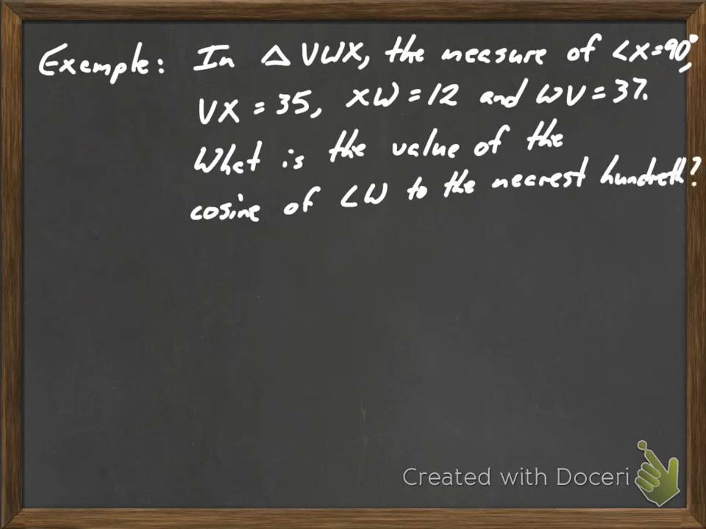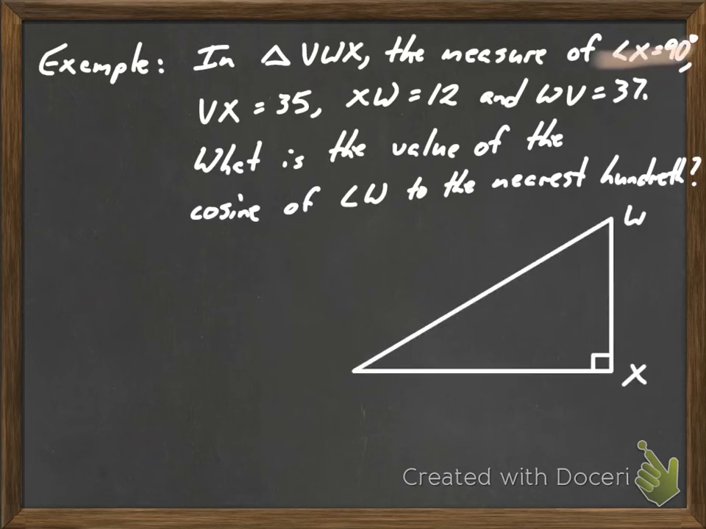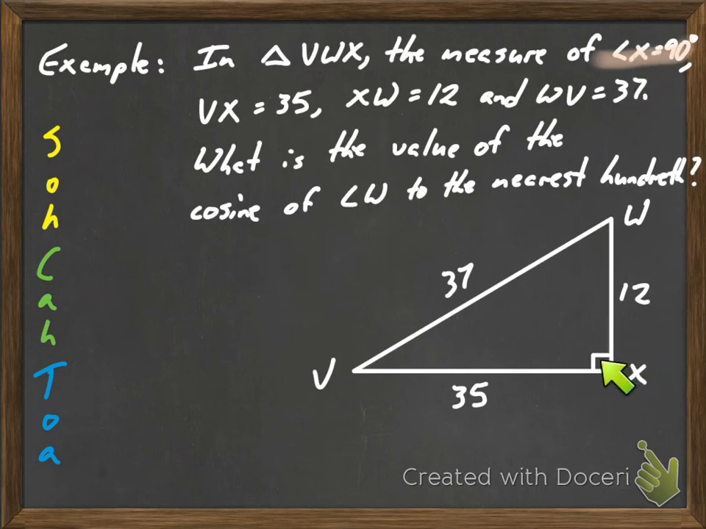So this is a Delta Math question. So let's draw the diagram. Please draw the diagrams. And so I know X is 90, so I'm going to go ahead and label that as my right angle. And then I know XW is 12, and VX is 35, and WV is 37.